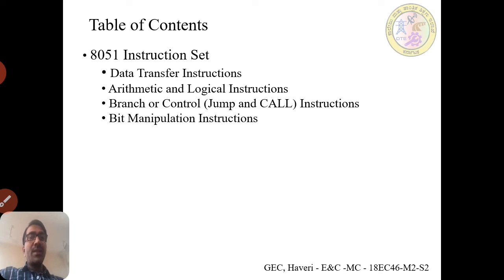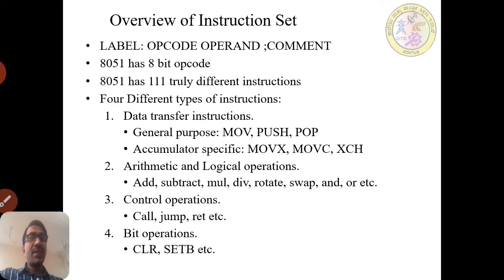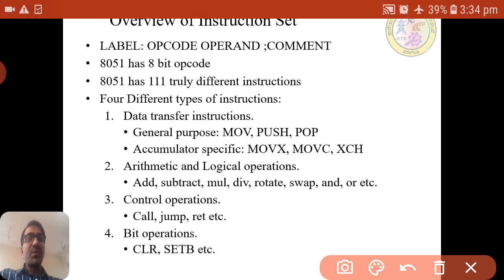So what is the instruction set? The instruction set is basically the mnemonics, or what we call symbols. It contains opcode and operands. As we have seen previously, an instruction is nothing but something that contains an opcode and operand.